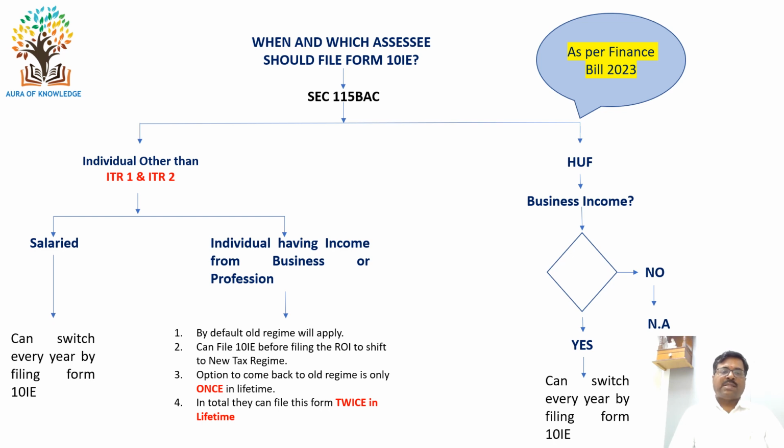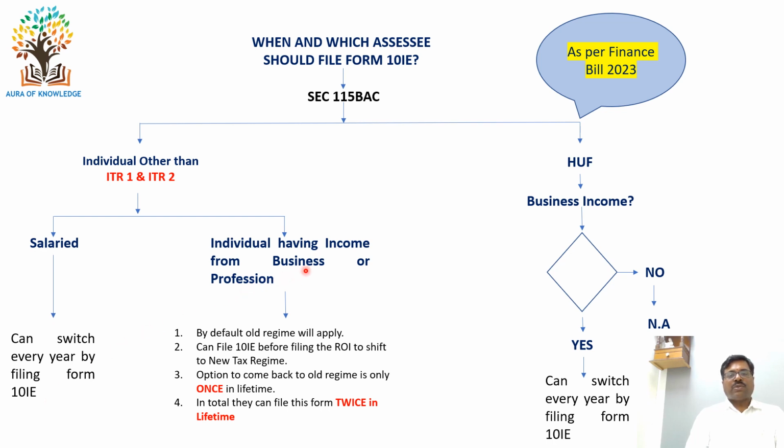Now coming to individual assessees having salaried income. In case of salaried income, what actually happens? The employer asks for a declaration from the employee to opt for the new tax design or old tax design at the beginning of the financial year. Whatever option the employee exercised can be changed by the employee while filing the tax return, or before filing the return, by filing Form 10IE. But during the financial year, he cannot go back to the employer and change the option, but he can opt for it by filing Form 10IE while filing the return of income.